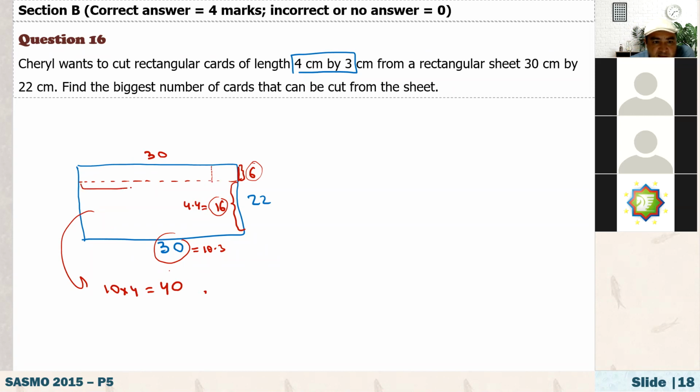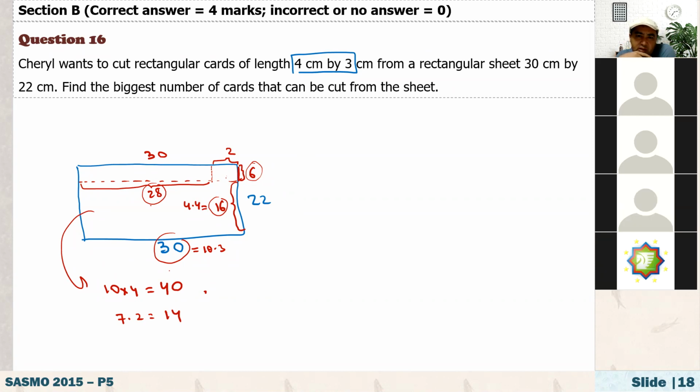And this part, by 4, actually it is 28. So this part, actually it is 2 centimeters. Again, 28, right? We have 7 times 4 and 2 times 3. So 7 times 2 is equal to 14. Now I have here 2 by 6, right? So I can cut, what is it? One more. It is 3 by 4.